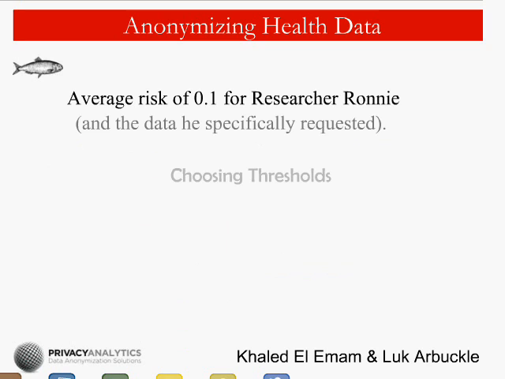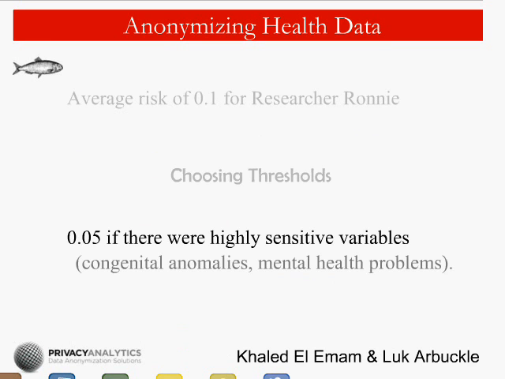In this case, researcher Ronnie fills out a questionnaire. We look at the data that he wants and also various questionnaires to determine what we can allow. And in this case, we determined that 0.1 is good enough for researcher Ronnie. Now, if you were requesting specifically sensitive variables, congenital anomalies, mental health problems, then the risk threshold would have to be a lot lower. In this case, as we saw, it was date of birth, postal code, and baby sex. Not too much, so we're fine with that. We're going to let that one go.